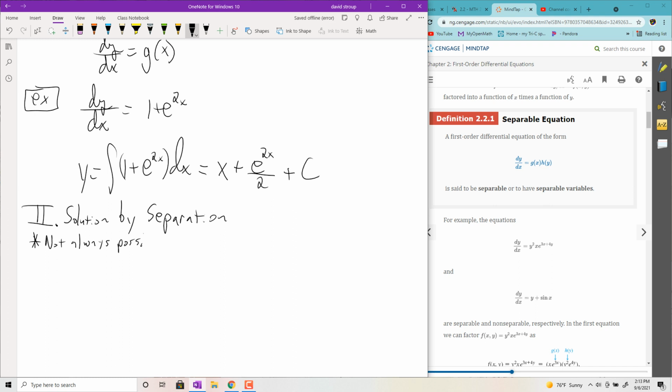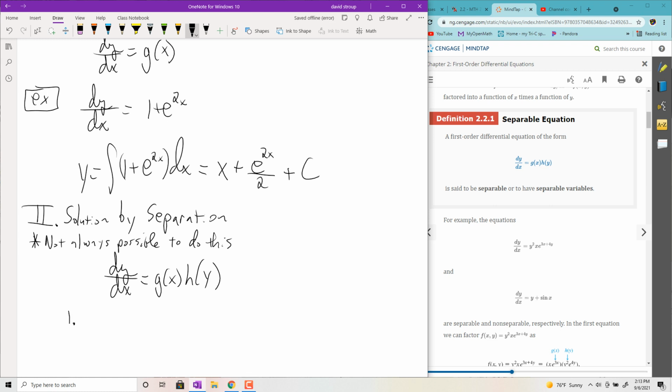Not always possible to do this. And if that's the case, you'd have to find a different method. But when you have the form dy over dx equals some function of x times some function of y, we'll be able to pull this off.